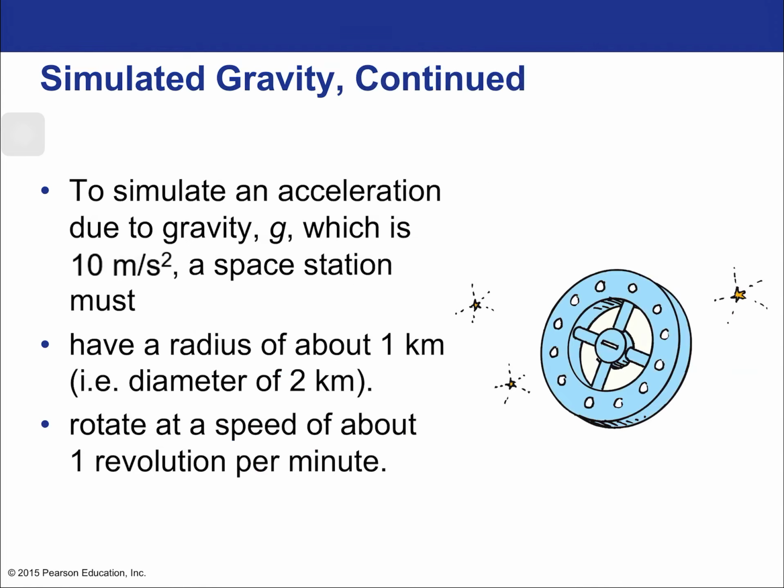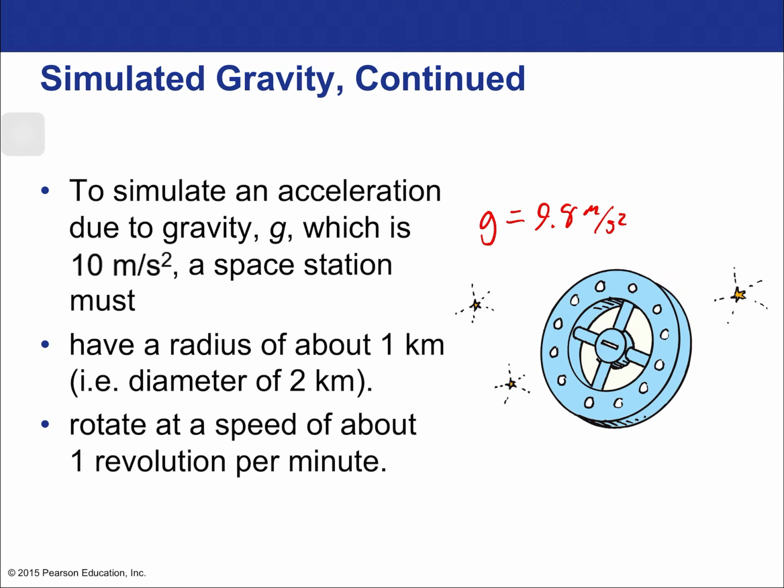Okay? The simulated acceleration due to gravity, g, that's our 9.8 meters per second squared, what we are used to as humans evolving on planet Earth. A space station must, for example, have a radius of about 1 kilometer and rotate at a speed of about 1 revolution per minute. So that would be one combination of size and speed that would achieve an artificial gravity space station. Okay, so big space station, right? Way bigger than anything we have so far, which is just the International Space Station, but a kilometer across, okay, 2 kilometers across because the radius is 1 kilometer, and a pretty fast speed of a revolution per minute.